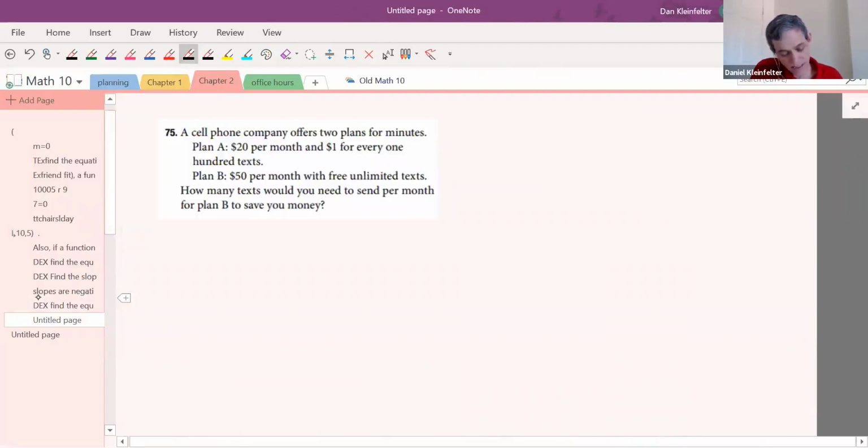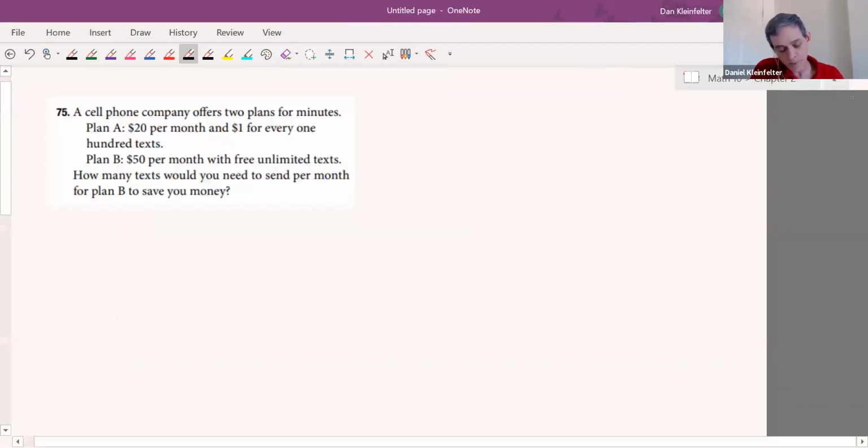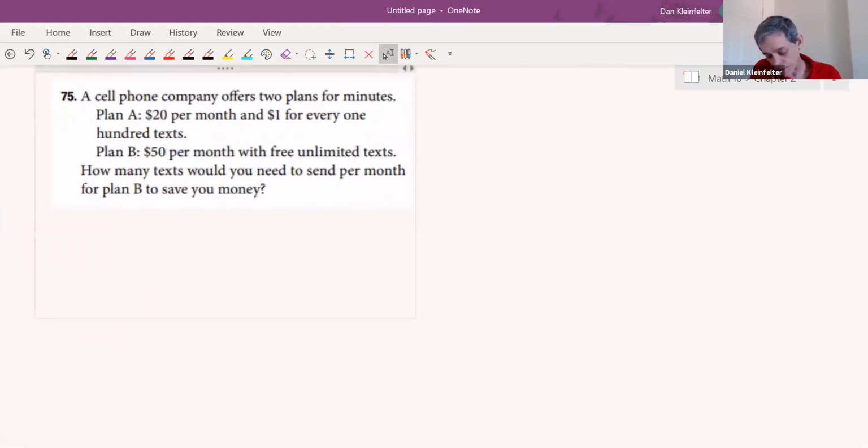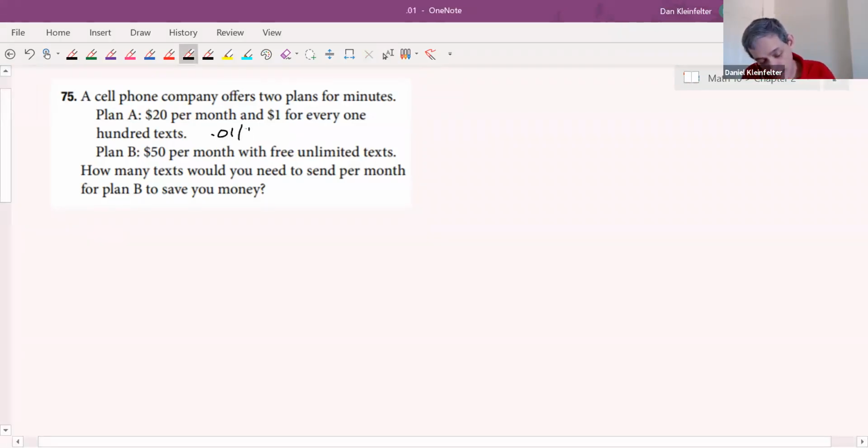All right, so for the next and last example for this section, I wanted to do a story problem. And so here it says a cell phone company offers 2 plans for texts. Plan A, you can pay $20 per month and then $1 for every 100 texts. So of course that will be a penny per text. And then plan B is $50 a month, so it costs more per month, but the texts don't cost anything. It says free unlimited texts. And then the question is, how many texts would you need to send per month for plan B to save you money? So let's check.